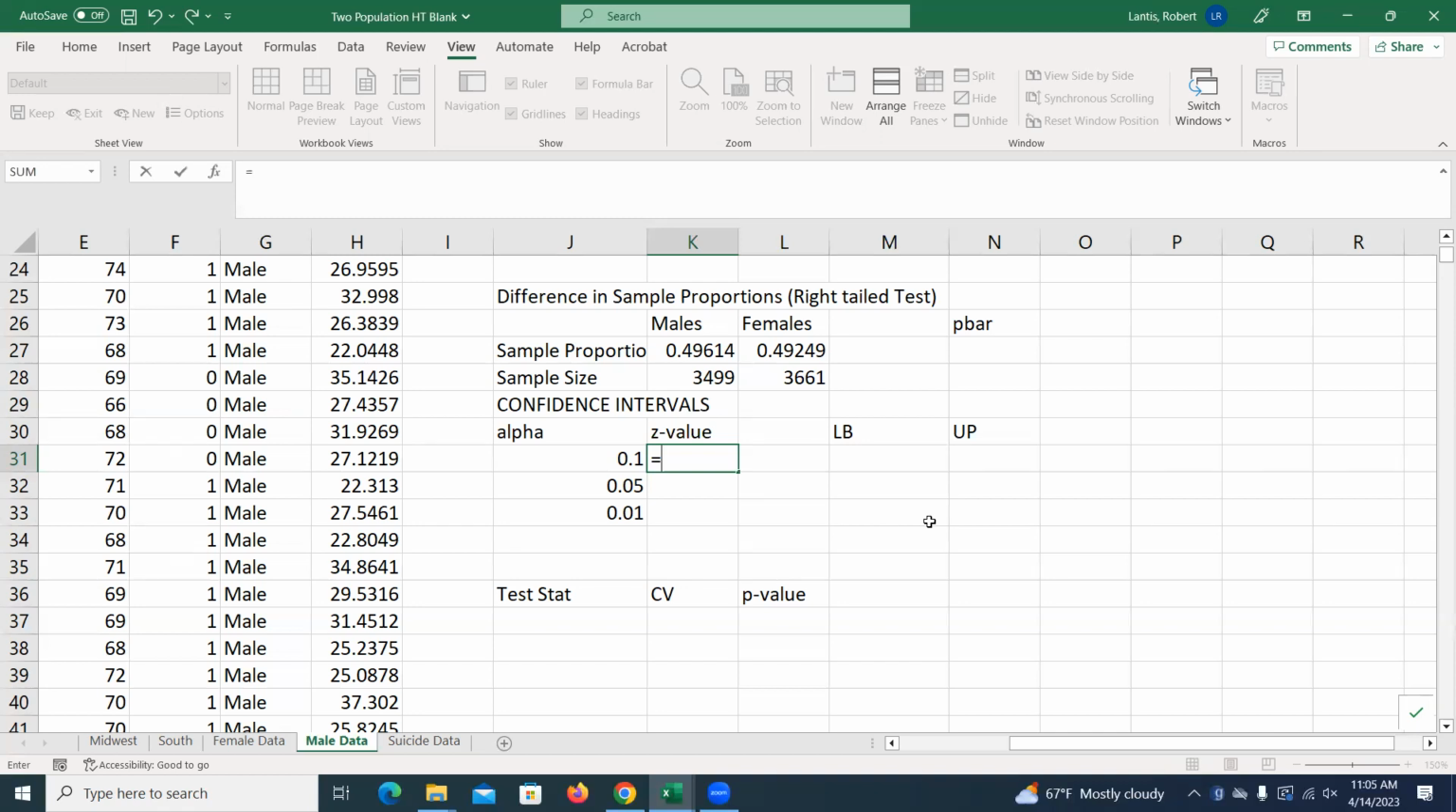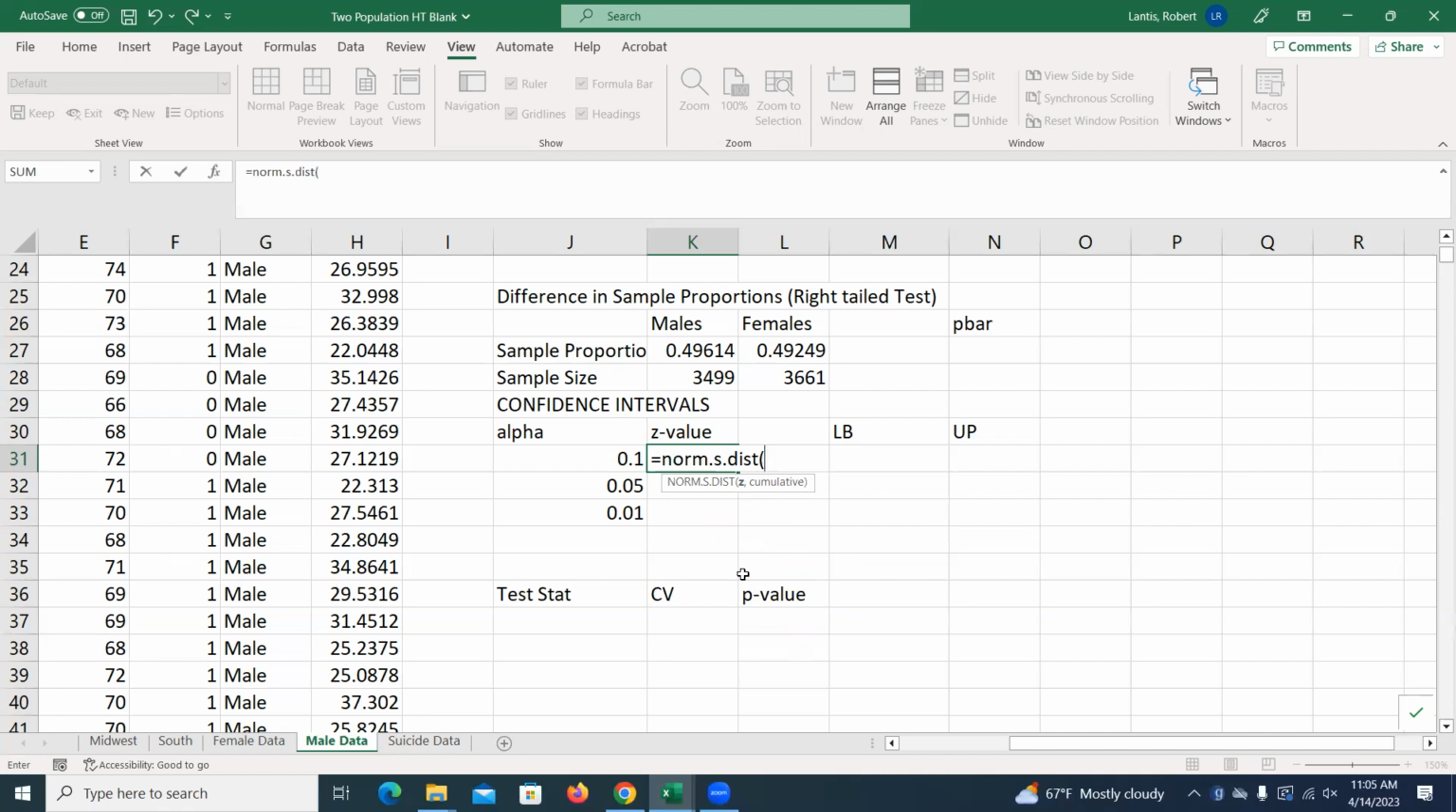So first of all, what distribution are we using? Yeah, so I'm going to start out with norm.s, right? Standard normal. Now I have one of two things. Maybe I thought it was that norm.s.dist function, but it even reminds me, oh no, that's when you know the z value and you want Excel to give you the area in the tail.